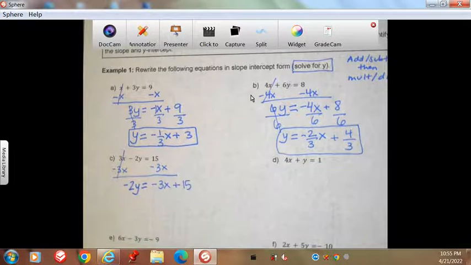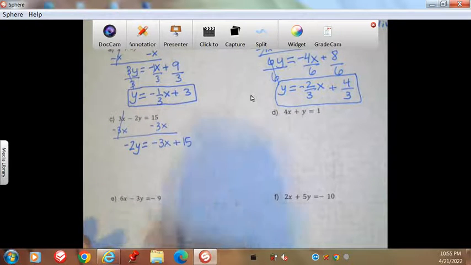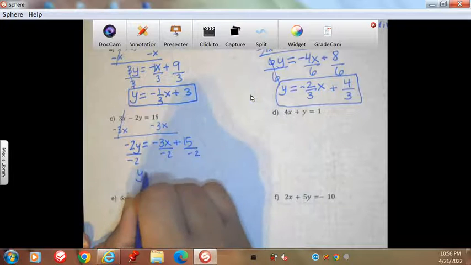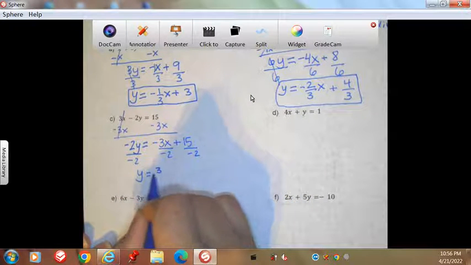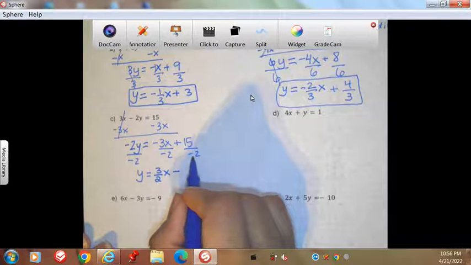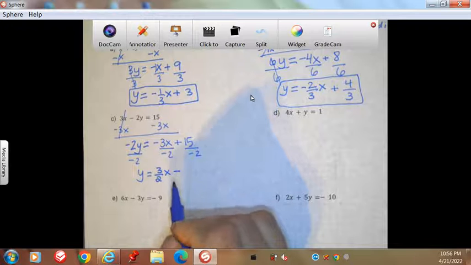Okay, now we have to divide. So we're dividing everything by negative 2. So y equals, now two negatives like this makes a positive. So this would be 3 halves x. And then 15 over 2, it's a positive 15 over a negative 2. So this would become a minus 15 over 2, like this.